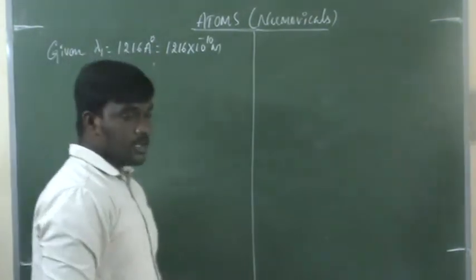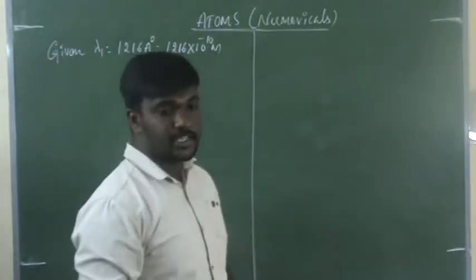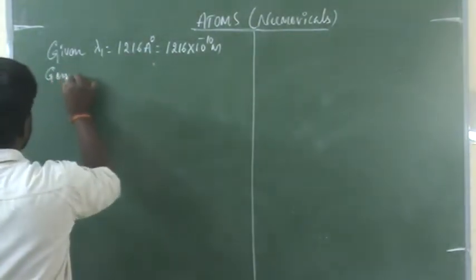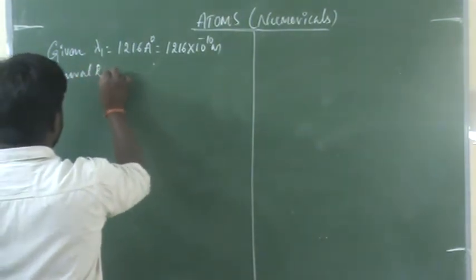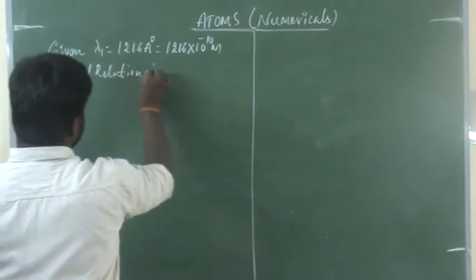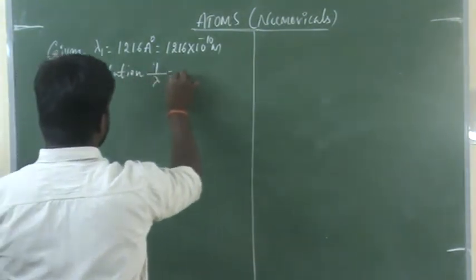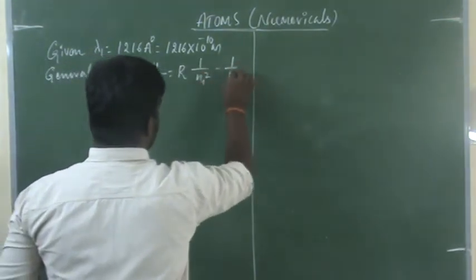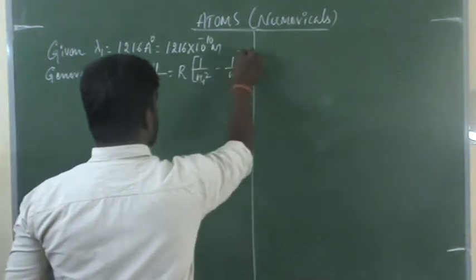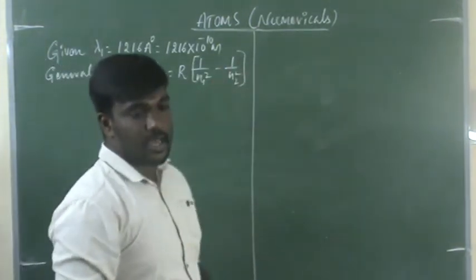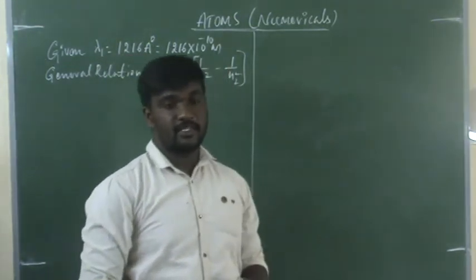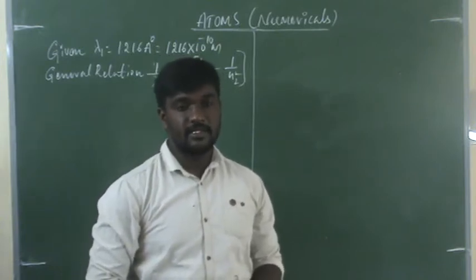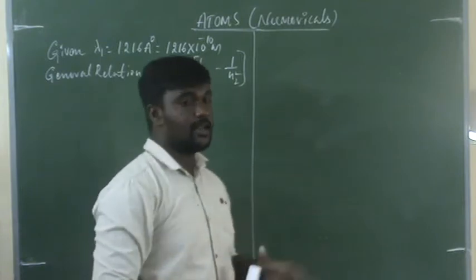Listen. First, the general formula, the general relation, of wavelength is 1 over lambda equals R into 1 by n1 square minus 1 by n2 square. So first we calculate the third member of the Balmer series and also the series limit of the Balmer series. The first member of the Lyman series is given as lambda 1.